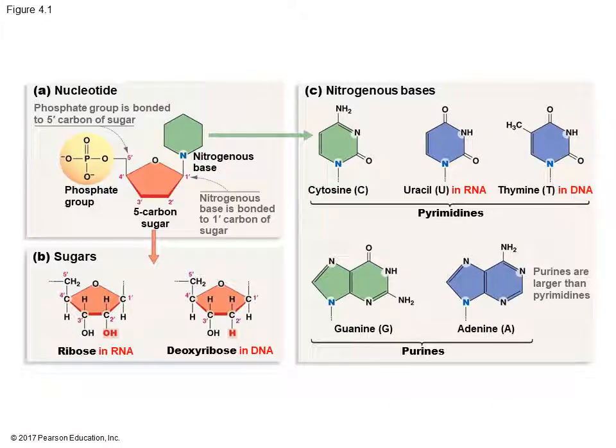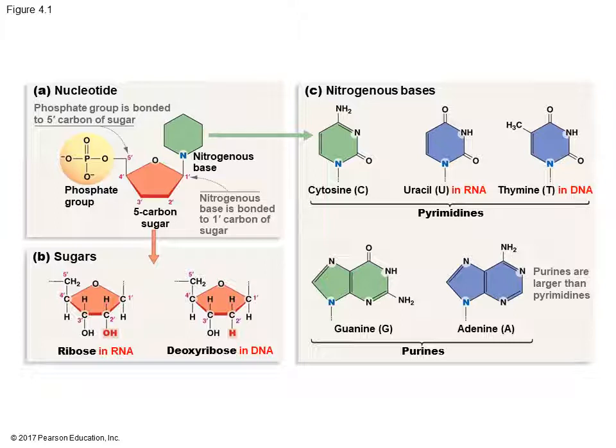In figure 4.1, you can see in part A the 3 parts of a nucleotide: the phosphate group, the 5-carbon sugar, and the nitrogenous base. If we look at the 5-carbon sugar indicated by the red molecule, we see that at the corners we have 1, 2, 3, 4, and 5 prime. And notice that it's in a clockwise fashion. Each of the corners represents a carbon. And so this is how the carbons are labeled.